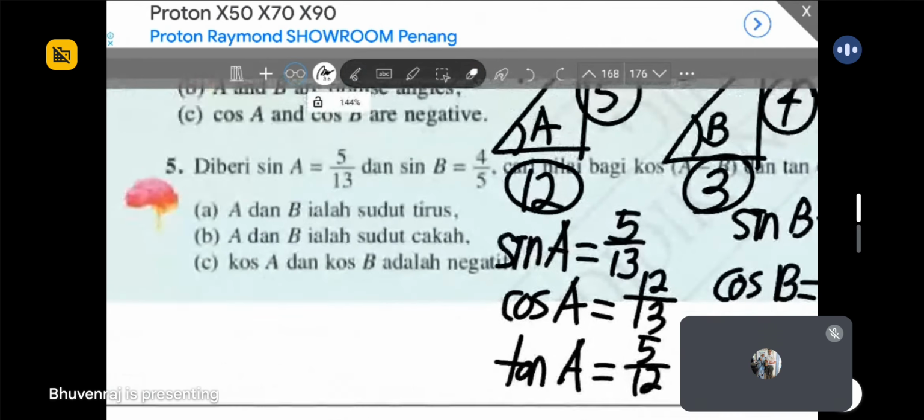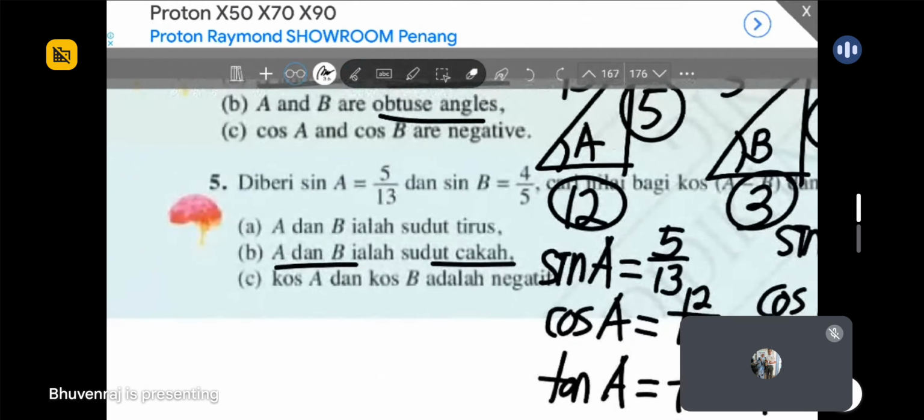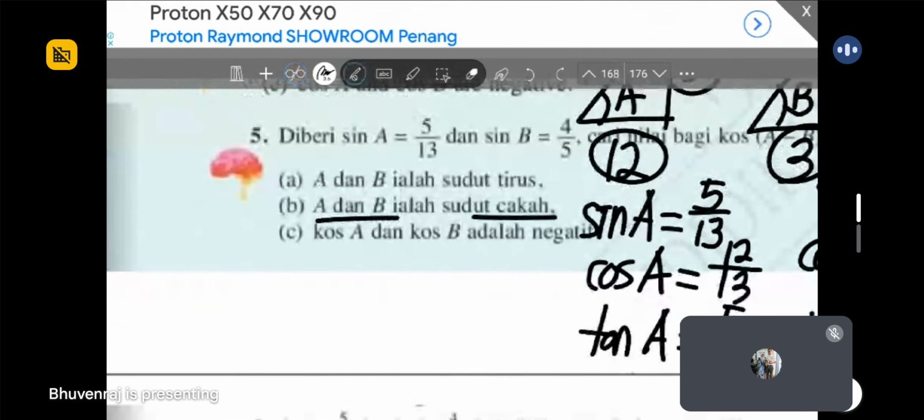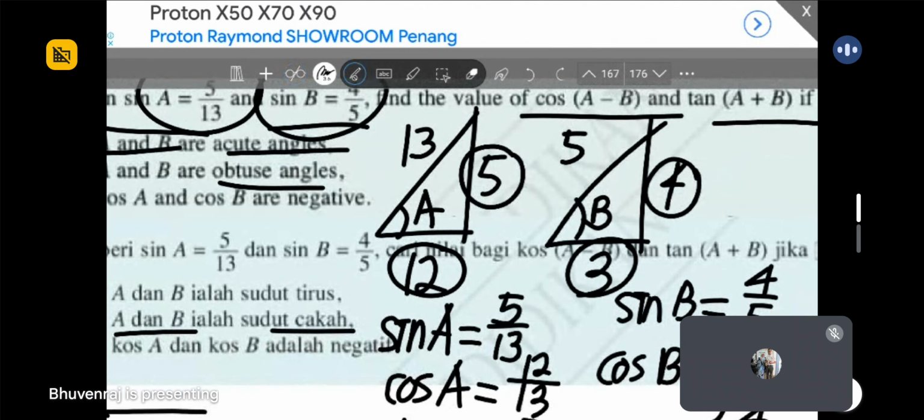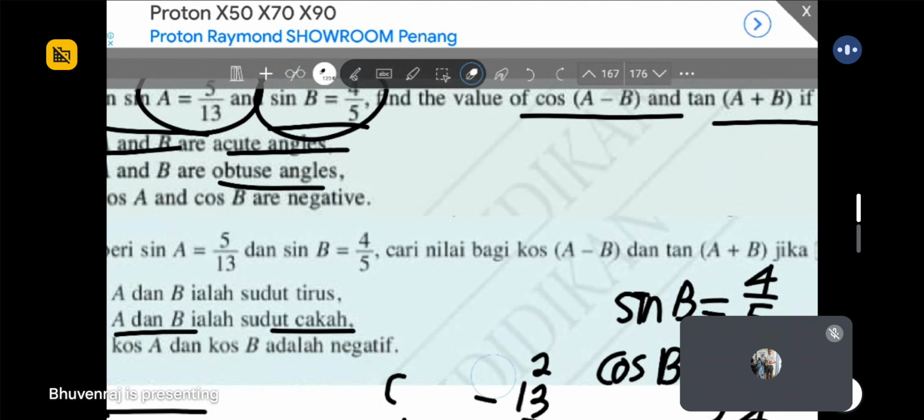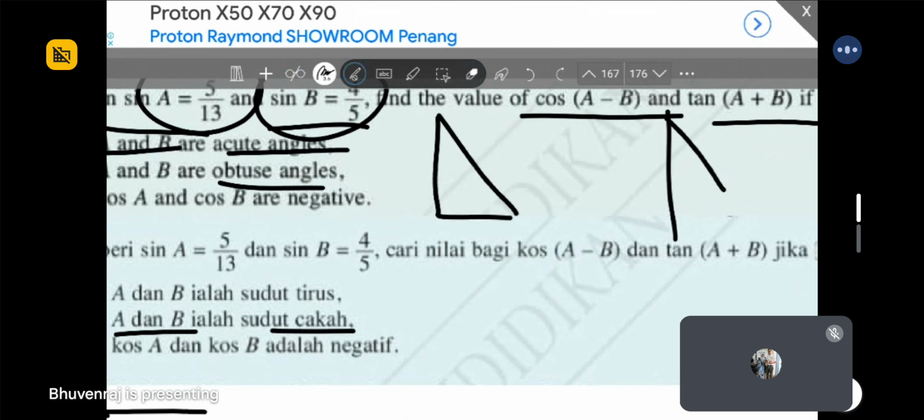Okay, so this is for question A. For question B, they tell you A and B are obtuse, guys. Sudut cakar. When they tell you it's an obtuse angle, it means they are in quadrant 2. Sukuan kedua. So your triangle is going to change a bit, guys, but the ratio stays the same. You see over here how it changed. When you are in the second quadrant, your triangle will actually come like this. It will look opposite, slightly, from the first quadrant.